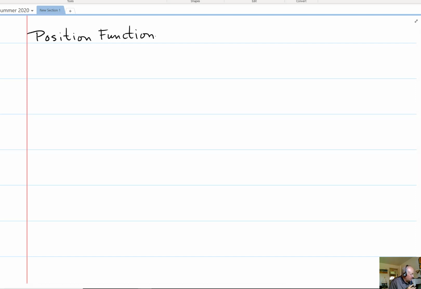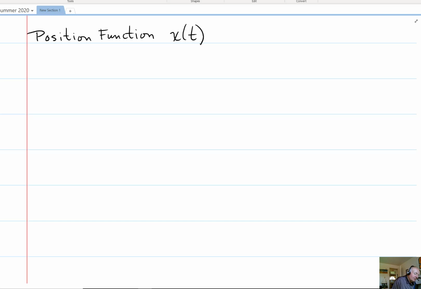Most often the simplest ones we look at are those that are falling or being thrown up. So if we have a position function, we'll use x of t to represent that, and of course it's a function of time. The position of this object flying through the air depends on the time.